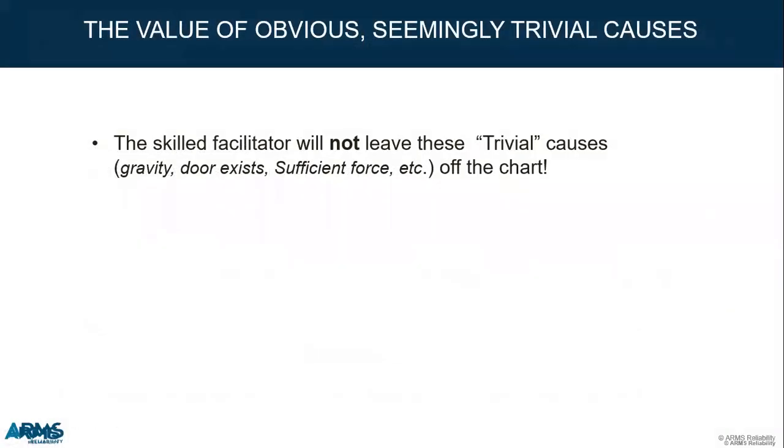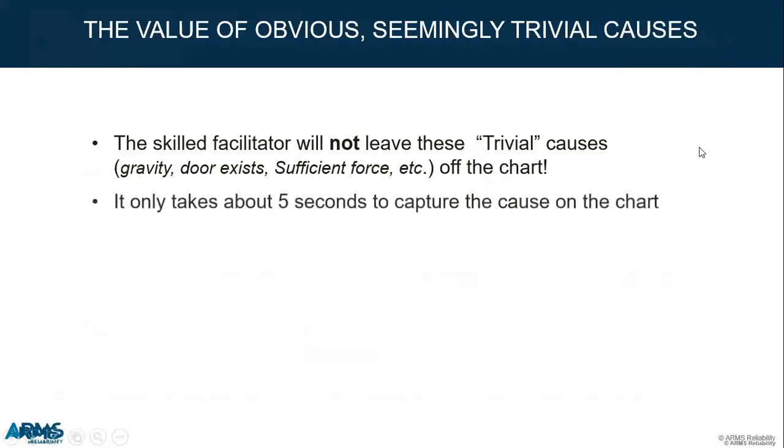Now, your facilitator will likely be wanting to include what we would normally consider trivial and obvious causes on the chart. As an example, if something fell and broke, gravity would be one of the causes. If a door got jammed, the door exists would be a cause. If something broke, sufficient force caused it. But we do want to keep these on the chart.